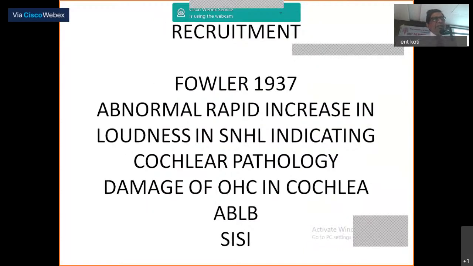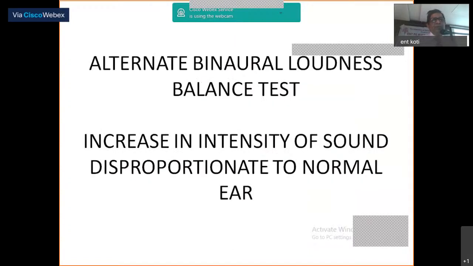Then there is another condition called recruitment, which is seen in audiometry estimations. What happens? Abnormal rapid increase in loudness in an ear with sensorineural hearing loss with recruitment, a characteristic indicating cochlear pathology. It is due to damage of the outer hair cells of the cochlea. It is seen by doing the ABLB test and the SISI test. ABLB is alternate binaural loudness balancing. So in alternate binaural loudness, there is an increase in intensity of sound disproportionate to the normal rate.